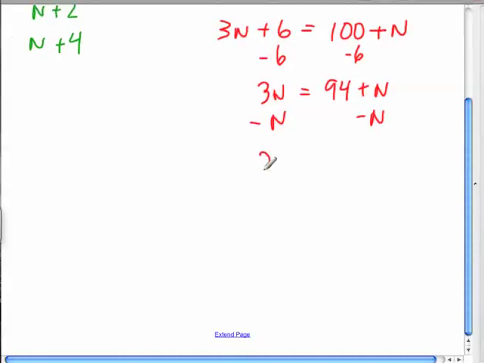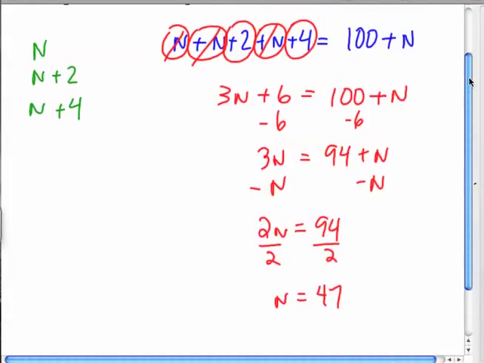Great job. So I'm left with 2n equals 94. Edward, from there, divide by 2 on both sides, and I get n is equal to what, Edward? 47. Beautiful.